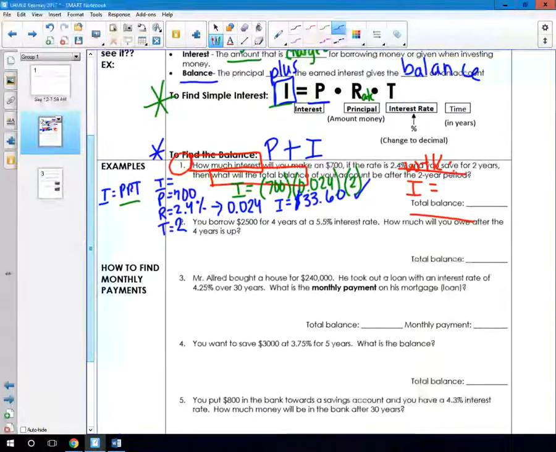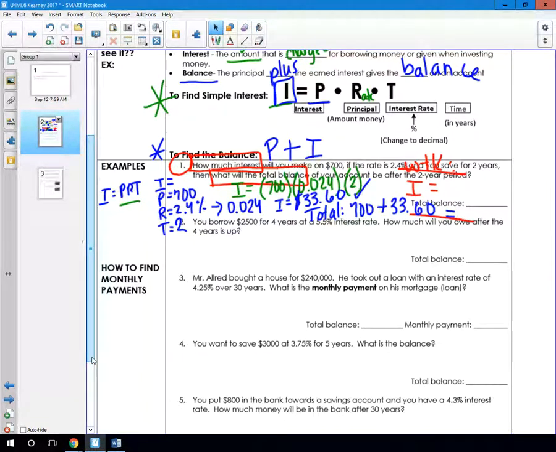And then remember it said the total. So we have to ask ourselves, at the end of 2 years, do I only have $33.60? No, I have the original amount I put in there. So what was the original amount that I put in my bank account? I put in $700. So to find the total, remember we're going to add. So we started with $700, and then we earned an extra $33.60. So what would my total balance be? My total balance would be $733.60 after I add.